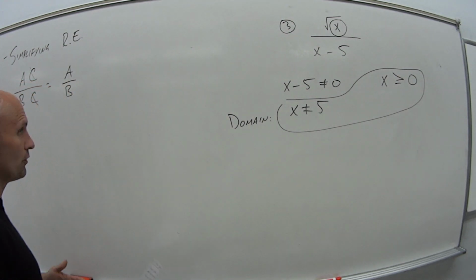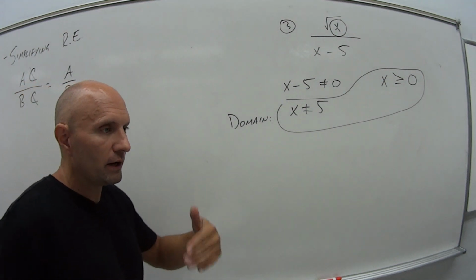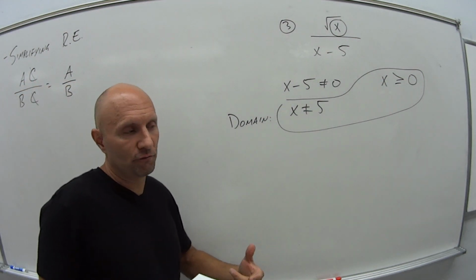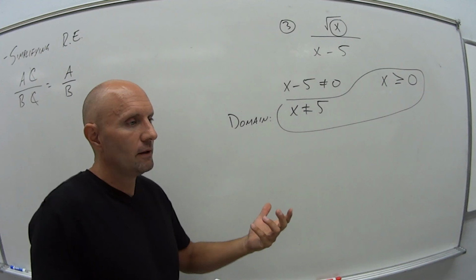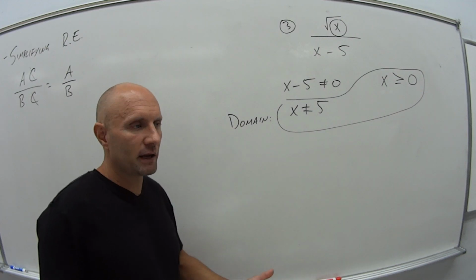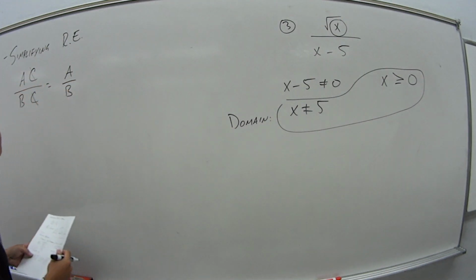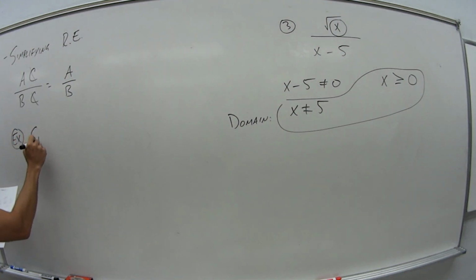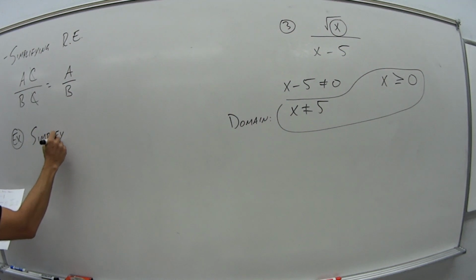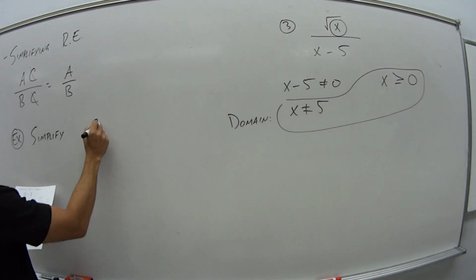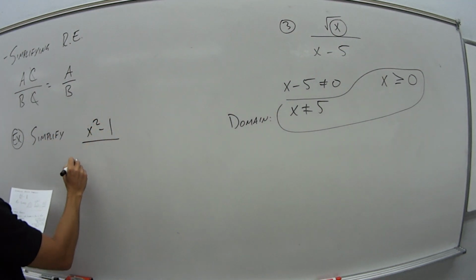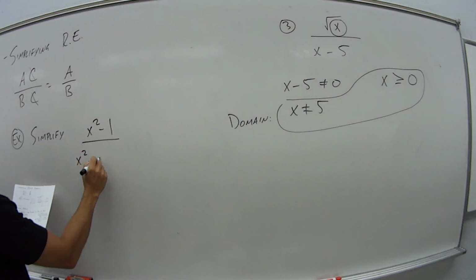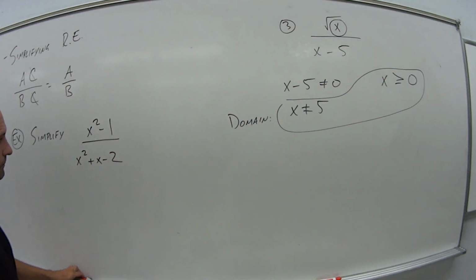If I can convert the numerator and denominator into a product of binomials, or maybe a greatest common factor that I can pull out, I can cancel out any common terms. So for example, if I want to simplify x squared minus 1 over x squared plus x minus 2.